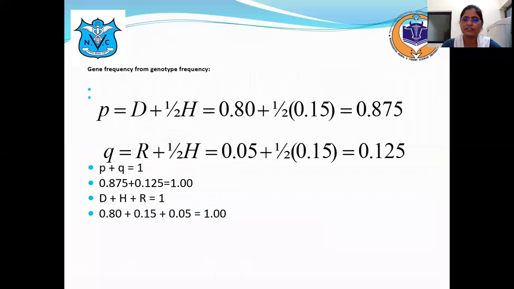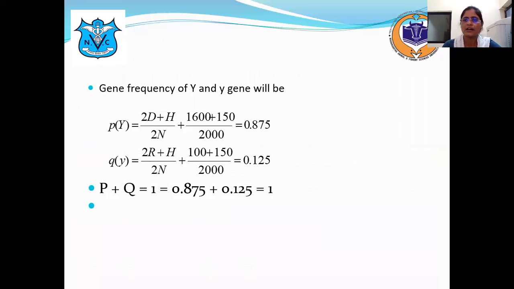Gene frequencies for the Y and small y gene: for the Y allele, we use the frequency indicated by small p. So p equals twice D plus H upon twice N. Twice D is 1600 plus H 150, upon 2 into N, where N is 1000, so 2 into 1000, 2000. So we get here 0.875. Similarly, for q, we have 0.125. When we sum up p plus q, it is 0.875 plus 0.125 equals 1.